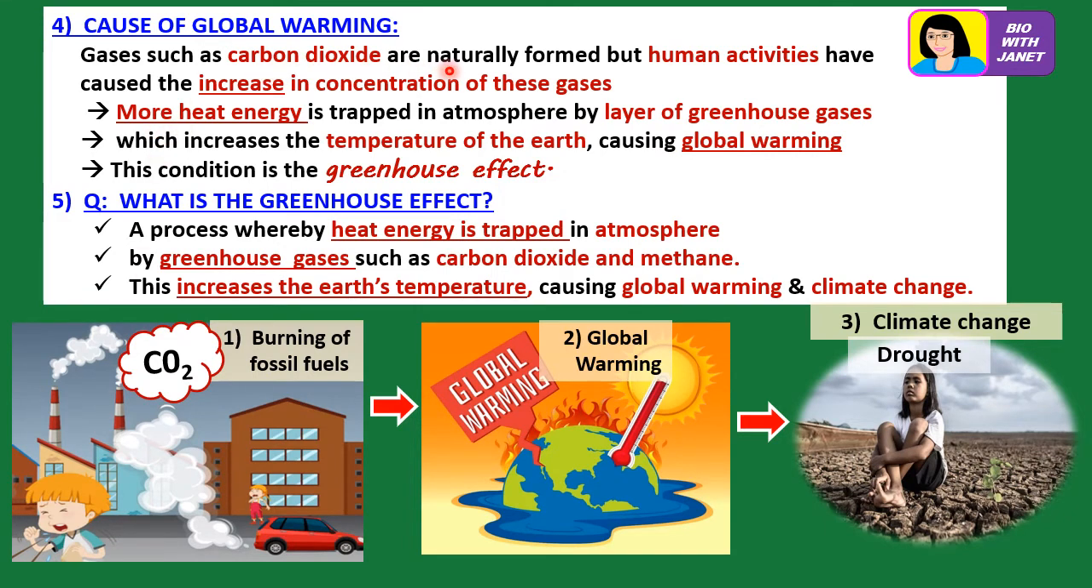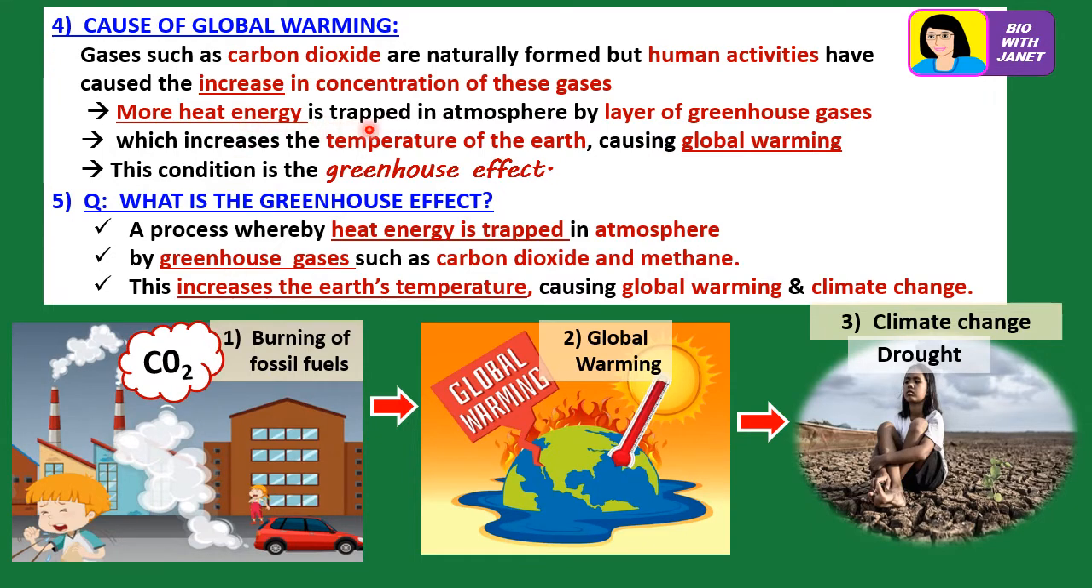Gases such as carbon dioxide are naturally formed, but human activities through the years have caused the increase in the concentration of these gases. For example, burning of fossil fuels in factories and in vehicles like cars and buses and even aeroplanes, right? So this releases a lot of carbon dioxide in the air, which traps more heat energy.